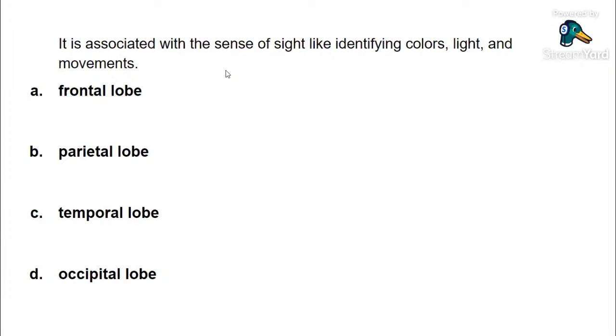Next, it is associated with a sense of sight like identifying colors, light, and movement. Among the four lobes of the cerebrum, which one is associated with identifying colors, light, and movements? The answer is the occipital lobe. In identifying colors, light, and movement, it is our occipital lobe that works on that.